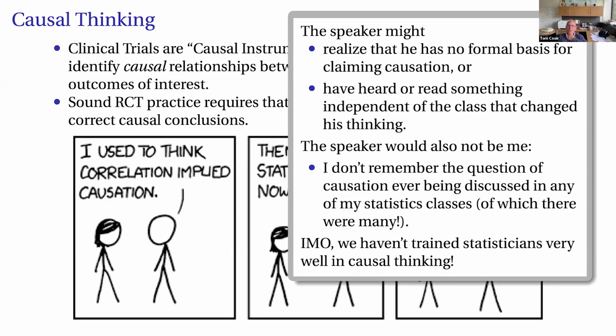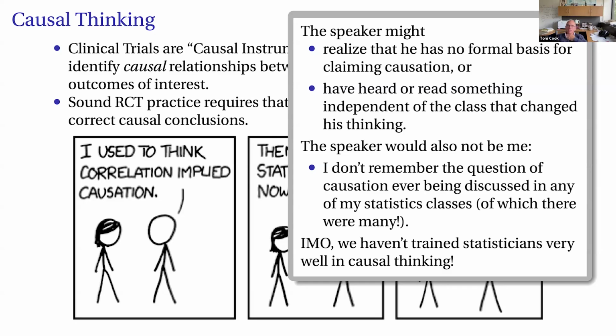So if he took the right class, he would realize, in fact, that simply taking the class isn't enough. Or he may have actually heard or read something independent of the class that changed his thinking. So we don't really know if the fact that the class happened and his thinking changed is correlation or if it's actually causation. The other thing I've noted, the speaker would not be me, because in all of the statistics classes, which were many in my lifetime, I don't remember the question of causation ever even being discussed. So I wouldn't have taken a class in which this question would have even arisen. So in my opinion, we haven't trained statisticians very well in causal thinking.